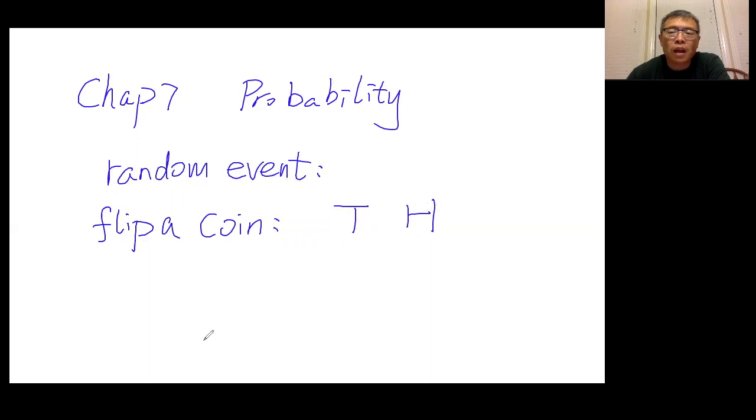And the same thing with rolling a 6-sided die, a cubic die: you get an outcome from 1 through 6. Again, this is a random event because we don't know what the outcome is, right? That's why we use dice a lot in board games or gambling. So let's start from some really fundamental things. I'm going to use flipping coins and rolling dice as our 2 basic examples to talk about probability.